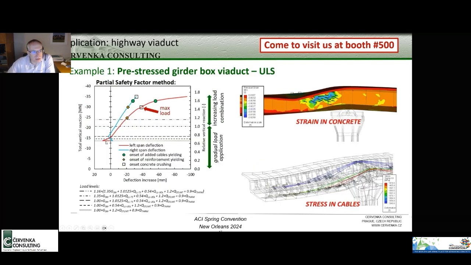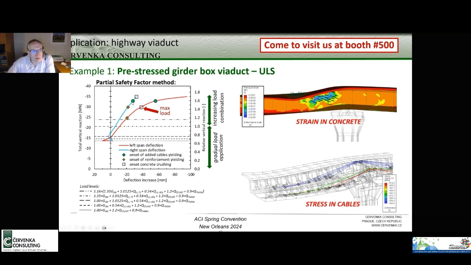So here you see the typical results of such a simulation. Again, we typically load the structure up to the peak load. On the horizontal axis you see the deflection, and we have one curve for the deflection of the left span, one for the right span, and then at various points we can also look in more detail at what is happening in the structure. This first point, the yellow point, indicates the onset of reinforcement yielding, when the normal reinforcement starts to yield. Then these green points indicate when the pre-stressing cables start to yield.